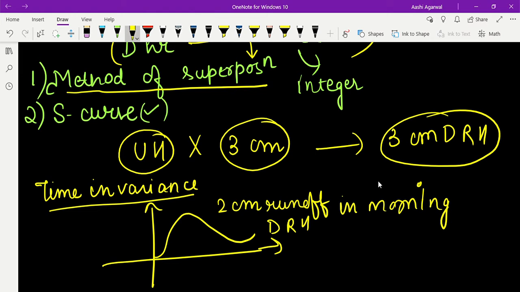It is independent of when it occurs, which practically doesn't seem logical, because initially the catchment is dry. You just assume initially the catchment is dry, so you will get certain runoff, that means you will get less runoff. But later, when the soil is completely moisturized, then what will happen? You will get more runoff. So how can you get the same hydrographs? But we are assuming that irrespective of when the rainfall occurs, you will get the same hydrograph. Using this, we will derive.